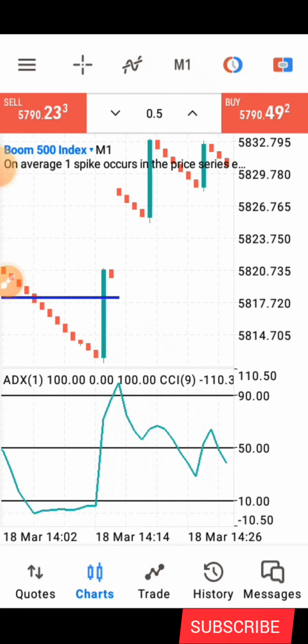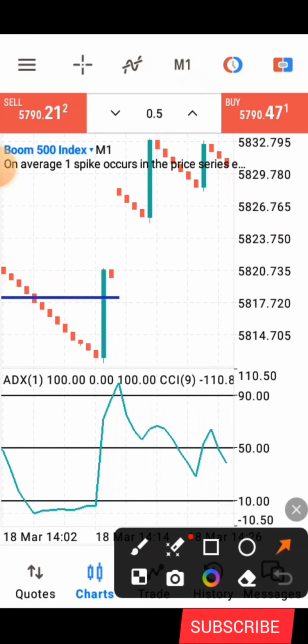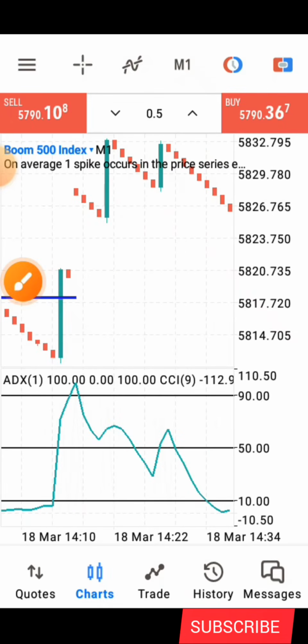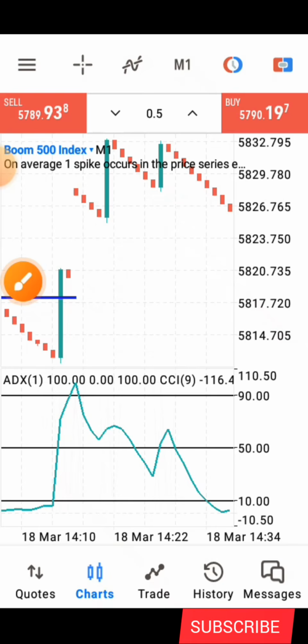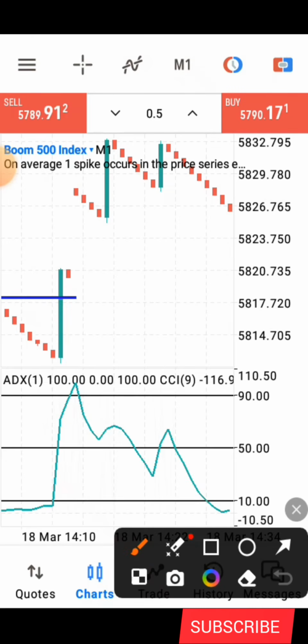Now let's go again. You can see the indicator has gotten to the 90 level here. So you apply the same strategy again. You can see higher highs, higher lows, higher highs, higher lows. Whenever it gives this, all you have to do is draw your line here and you wait.